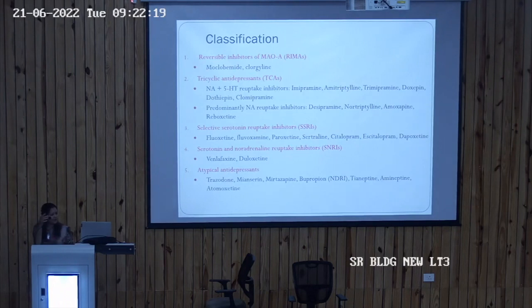So tricyclic antidepressants में you have these inhibitors like imipramine, amitriptyline, trimipramine, doxepin, clomipramine, and predominantly norepinephrine reuptake inhibitors, desipramine, nortriptyline, amoxapine and reboxetine. ठीक है, amoxapine का एक और पर्टिकुलर एक्शन होता है कि ये D2 ब्लॉक भी करता है, तो इसको हम साइकोटिक डिसऑर्डर में भी दे सकते हैं, which have a depression associated with psychotic disorder. You have a drug like amoxapine which is given.